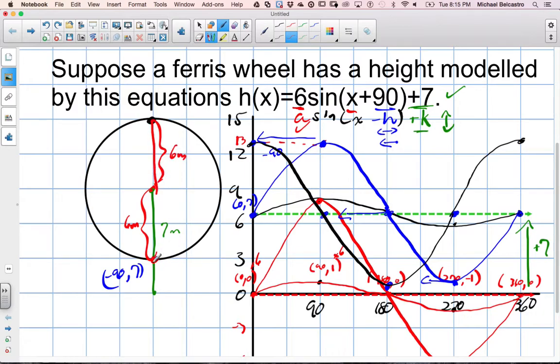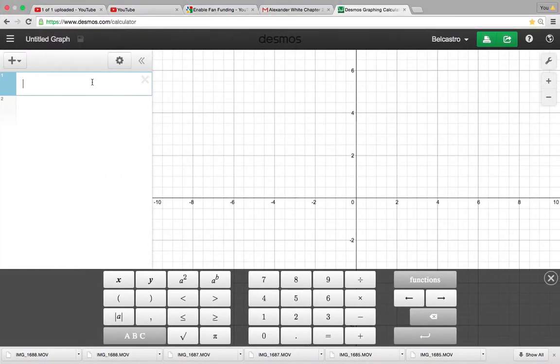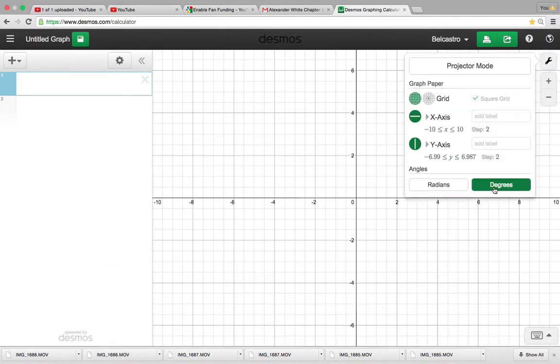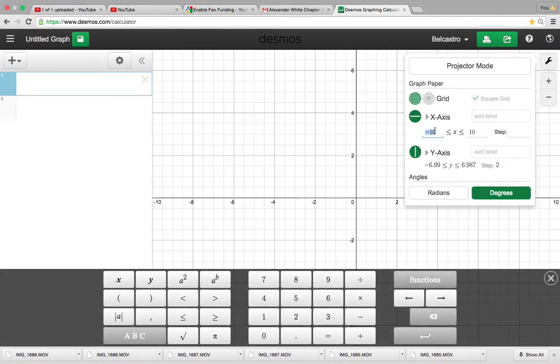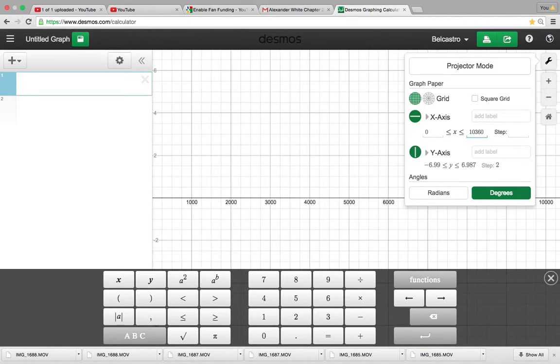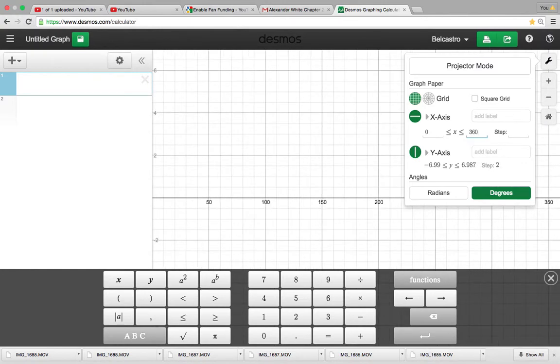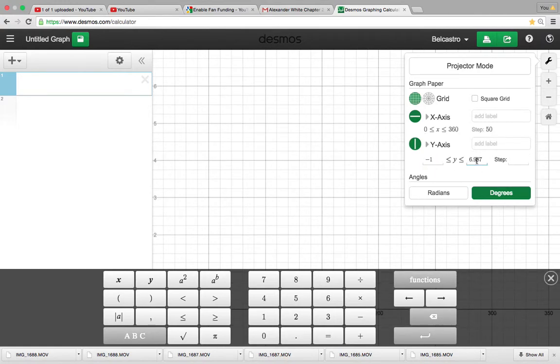The lowest point is 1 meter above the ground. The highest point is 13 meters above the ground. And we know it takes 360 degrees to rotate all the way around this Ferris wheel. I know this was really messy over here, but we can use our graphing calculator here. I need to change it to degrees, and that means these need to be nicer values. Let's put this at 0, and 360. So let's use our graphing calculator. Y can be at -1 and 15.